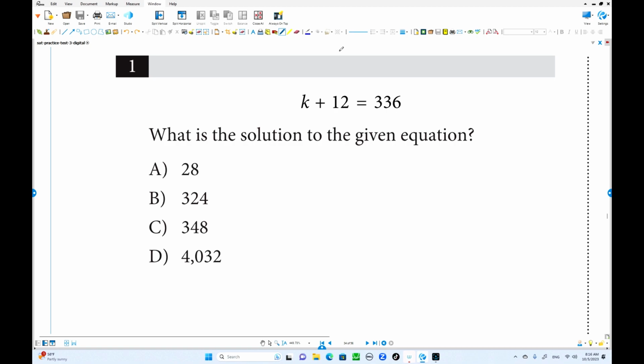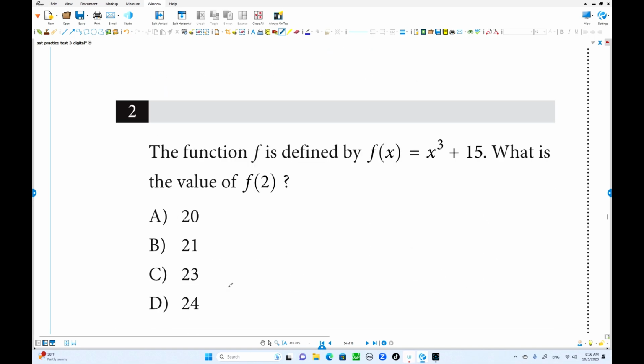Okay, so k plus 12 is 336. Minus 12, minus 12. So the value of x equals 324. That is the answer. Okay, here is number 2.